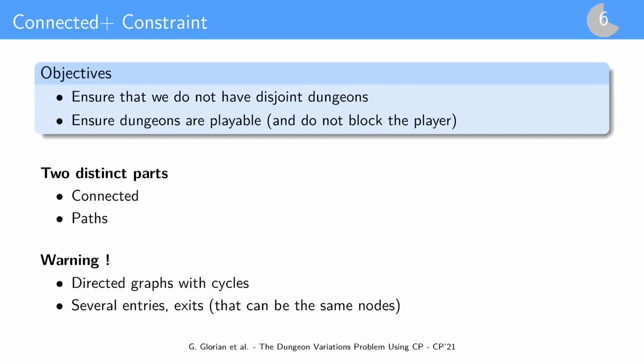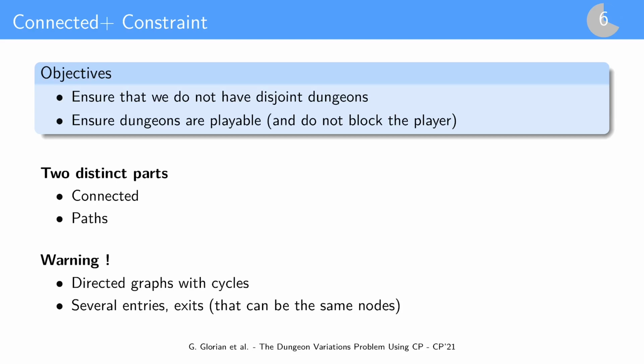The objective of the Connected Plus constraint is to ensure that the generated variations do not contain disjoint dungeons and that they are playable. This means the dungeon should not block the player and all rooms are accessible in at least one possible path. To achieve this, the constraint is split in two distinct parts, the connected one and the path one.